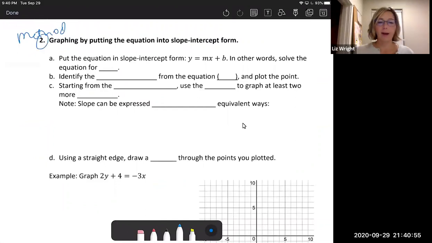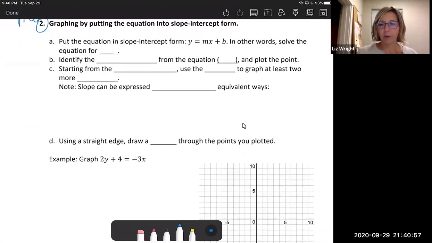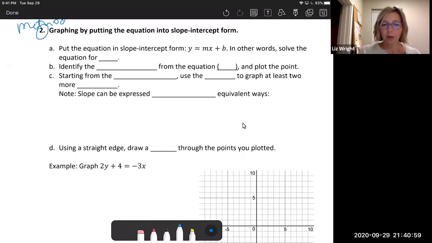We're going to be graphing by putting the equation into slope-intercept form. So first step, put the equation into slope-intercept form. So in other words, solve the equation for y. Then we are going to identify what the y-intercept is. And the y-intercept is going to be in the form of 0, comma b. So those are the things you're going to fill in those blanks while I'm grabbing out my paper.